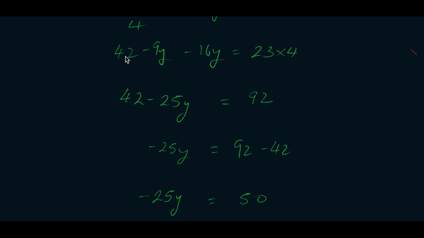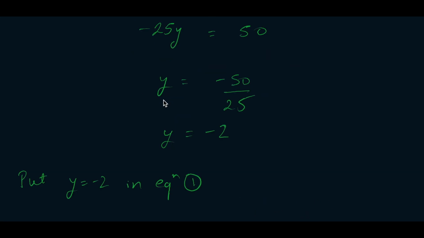So we will multiply our two remaining parts with 4. So we get 42 minus 9y minus 4 times 4, that gives us 16y equals 23 times 4. So it gives us 42 minus 25y equals 92. Now we can take 42 on the right hand side. So it becomes minus 25y equals 92 minus 42. So this is minus 25y equals 50. So the value of y comes out to be minus 50 by 25. So we can get this, which is 25 times 1 gives us 25, 25 times 2 gives us 50. So the value of y is minus 2.